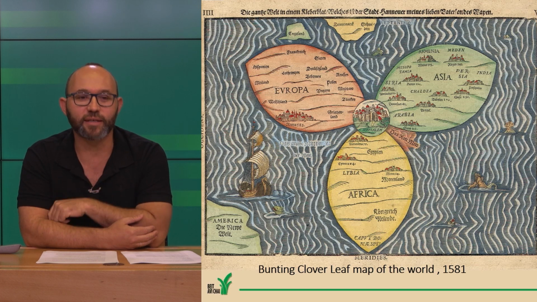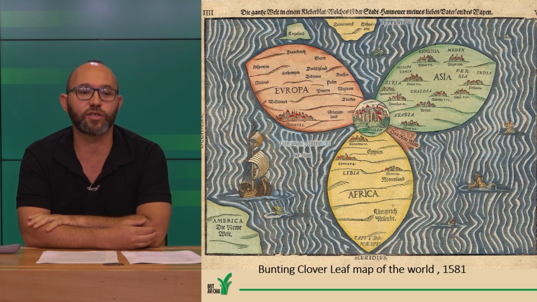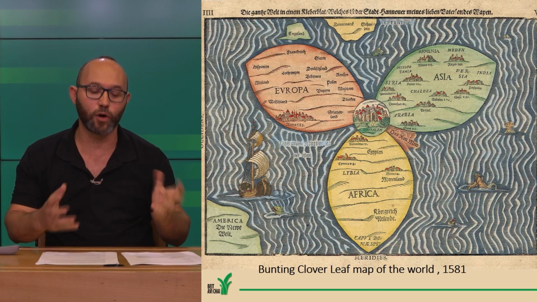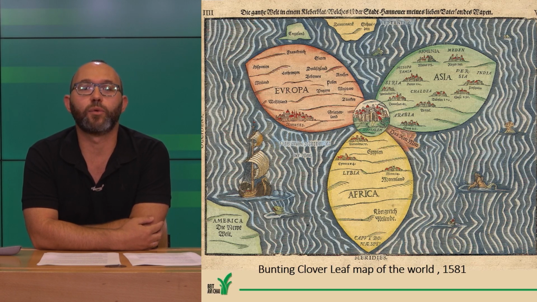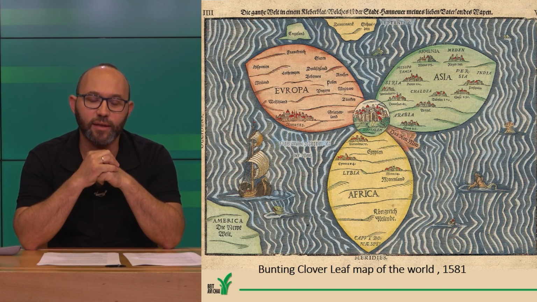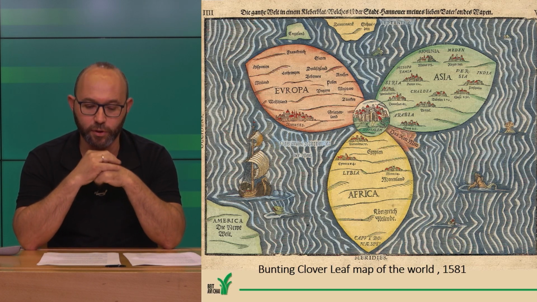You can already see in the map that there are 3 known continents, right? Europa, Asia, and Africa, but also a first indication of America at the lower side of the map. But still, in spite of the fact that they know that America exists, Bunting prefers to present the world as a whole, as a very symmetric map. And of course, it's not a physical geographical map. It's what we call a mental, I would say, mystical map of the world.